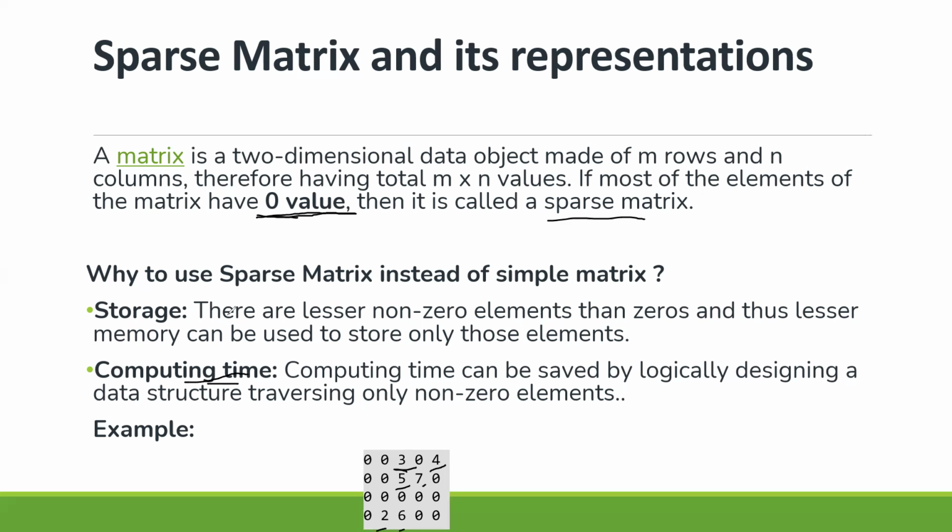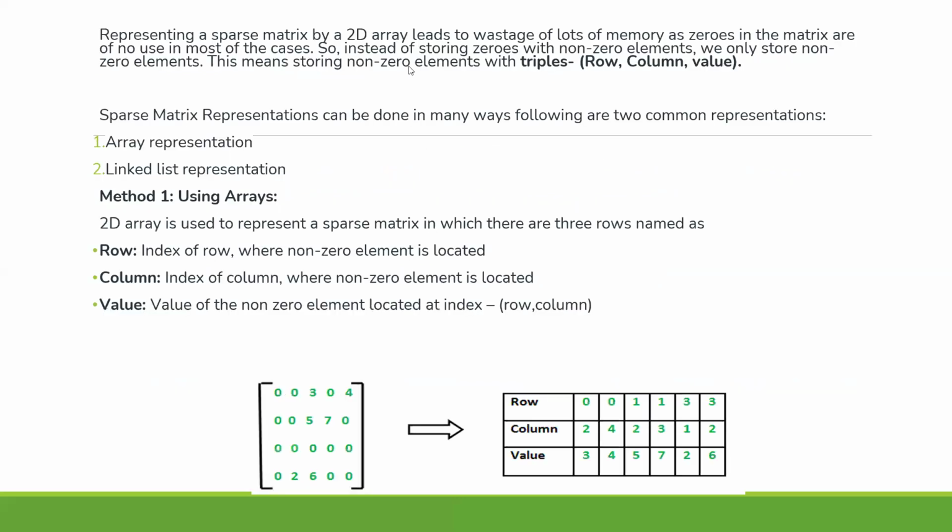Now, how are we going to access and process this? We will see. First, representing a sparse matrix as a 2D array leads to wastage of lots of memory, as the zeros in the matrix are of no use in most cases. So instead of storing zeros along with the non-zero elements, we only store non-zero elements. This means storing non-zero elements as triples: row, column, value.